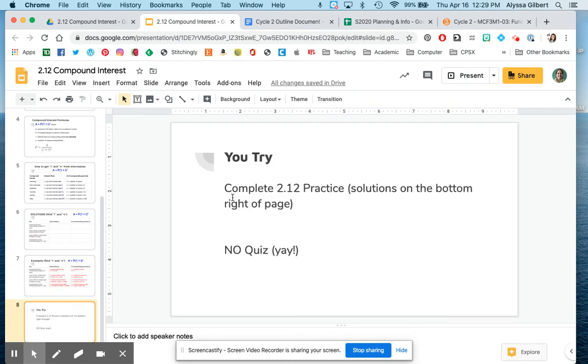What I want you to do is complete the 2.12 practice questions. The solutions are on the page. And there is no quiz for this one. Yay! Because this is a review, I didn't want to do a quiz on it, to be honest.